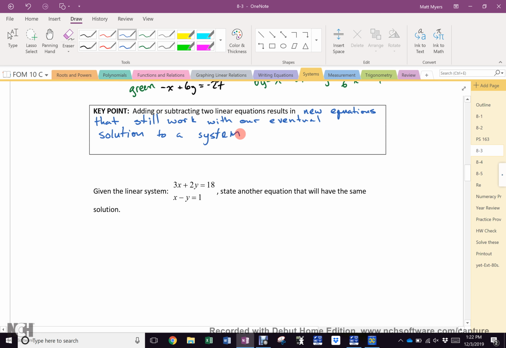Okay, so now that you have seen this and you've seen it proven, what could you do? I want you to write one more equation that will have the same solution as this. How many answers are there? There's infinite answers to this. So should all 30 of you be able to write one of them? So go.